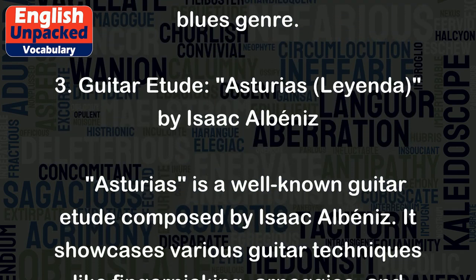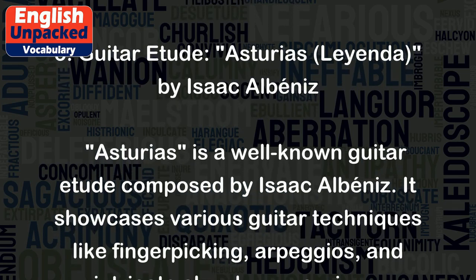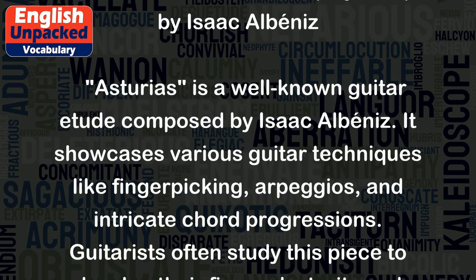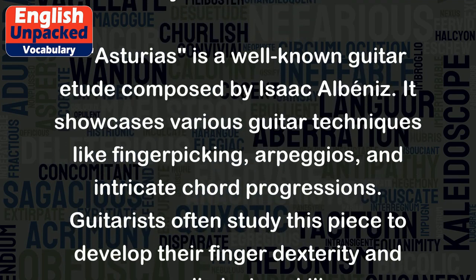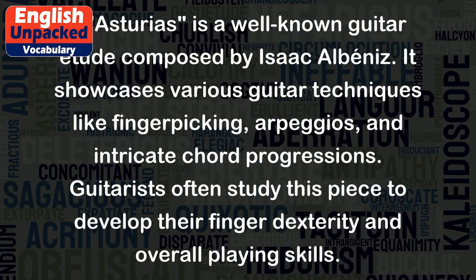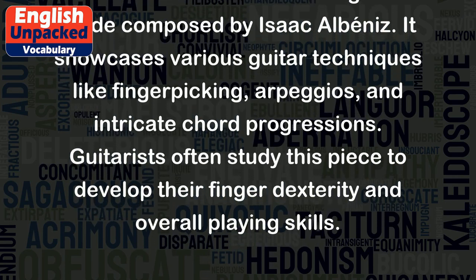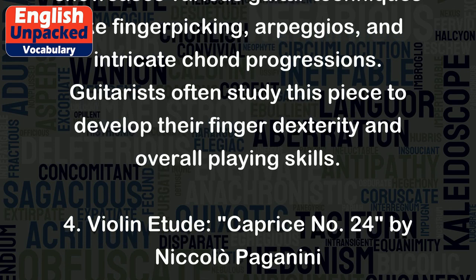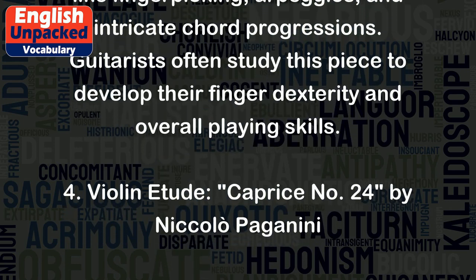Asturias is a well-known guitar etude composed by Isaac Albéniz. It showcases various guitar techniques like fingerpicking, arpeggios, and intricate chord progressions. Guitarists often study this piece to develop their finger dexterity and overall playing skills.